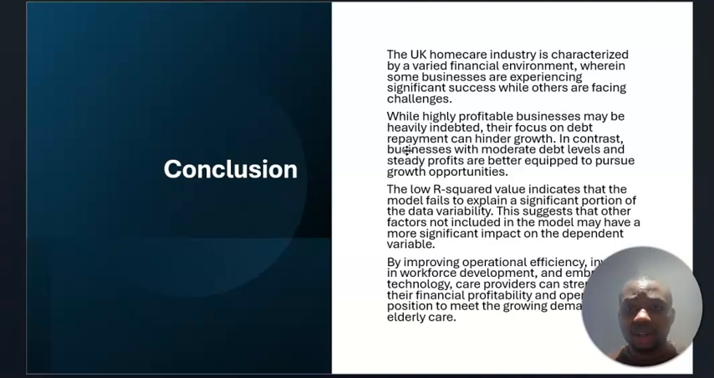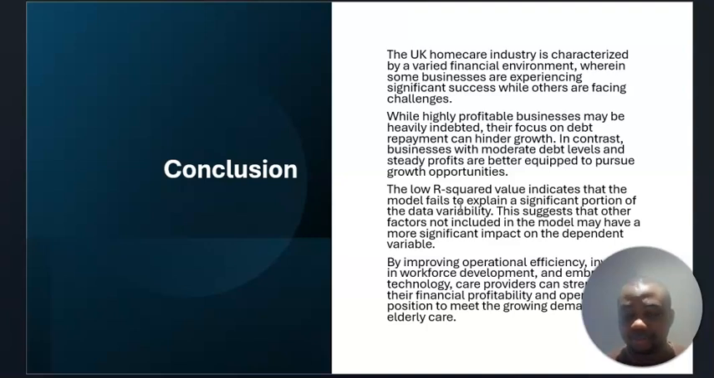So in conclusion, the UK home care industry is characterized by a varying financial environment wherein some businesses are experiencing significant success while others are facing challenges. While highly profitable businesses may be heavily indebted because of the gearing, they might be repaying loans. The low R square value indicates that the model fails to explain a significant portion of the data variability. That is what we saw from our analysis because of the very low R square. So the model we've chosen and the variables chosen fail to explain a significant portion.